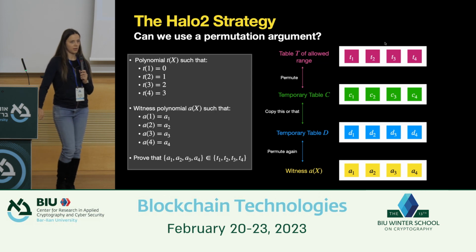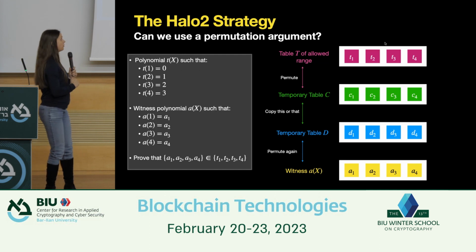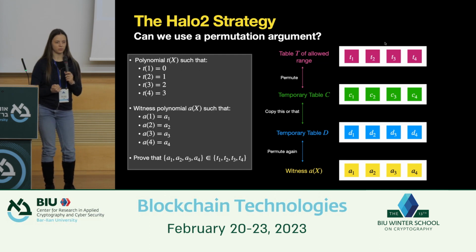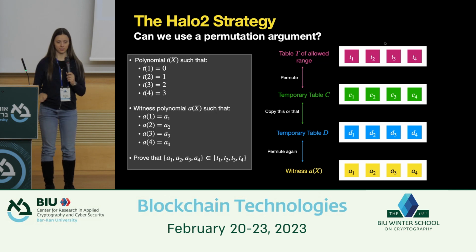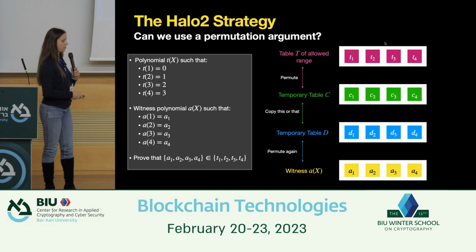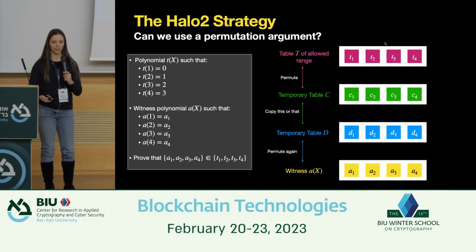I'm going to claim that what the Halo 2 argument does instead is it sort of has this four-step process. You first do a permutation argument to get to a temporary table C. You then do a copy this or that argument, which I will explain in much more detail, to get to another table D. And finally, you permute again in order to get your final witness, A of X. And I'm just going to walk through an example of a situation where we might be using this argument and why it will work.